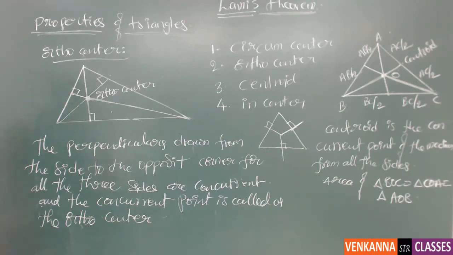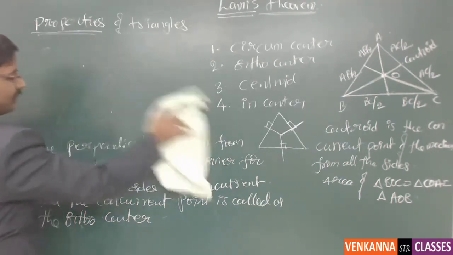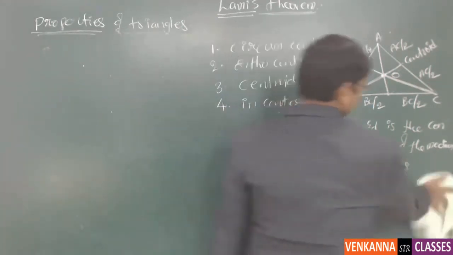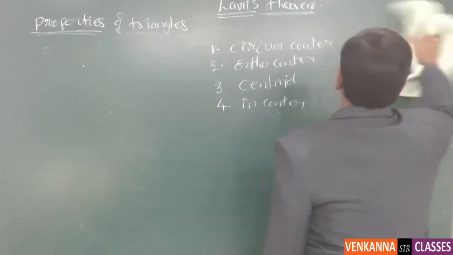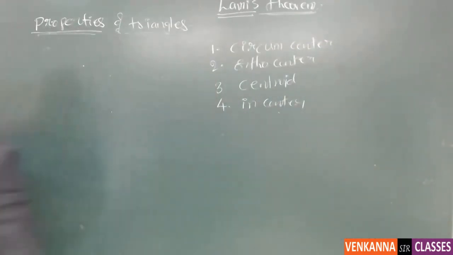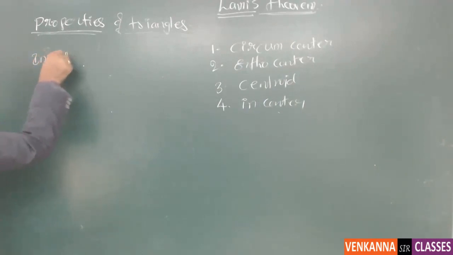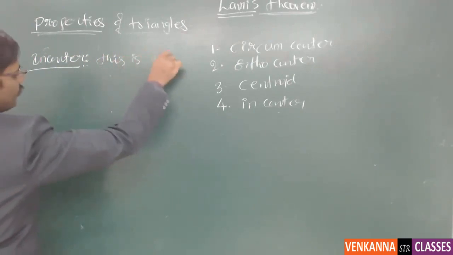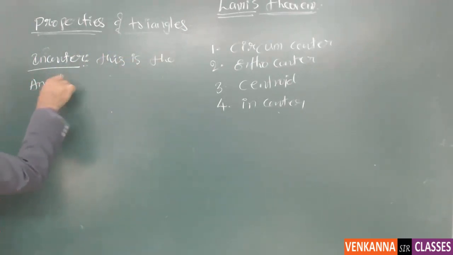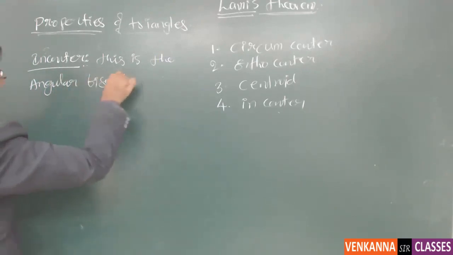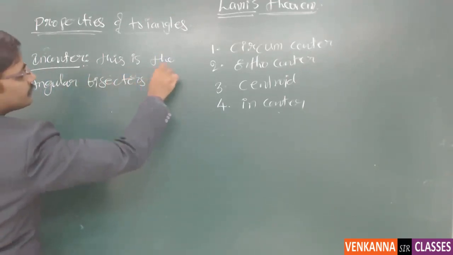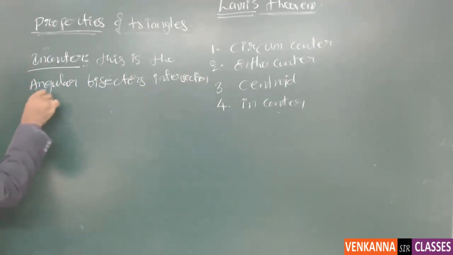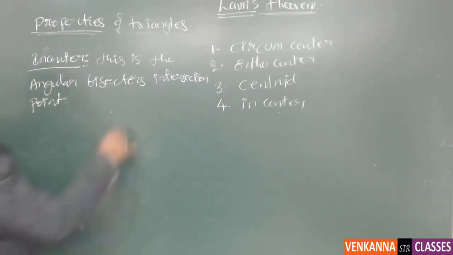And the last one is the incenter. So incenter is nothing but the angular bisectors' intersection point. Incenter, this is the angular bisectors' intersection point. So this is the angular bisectors' intersection point.